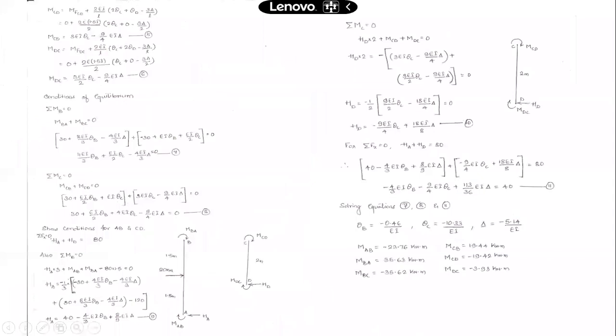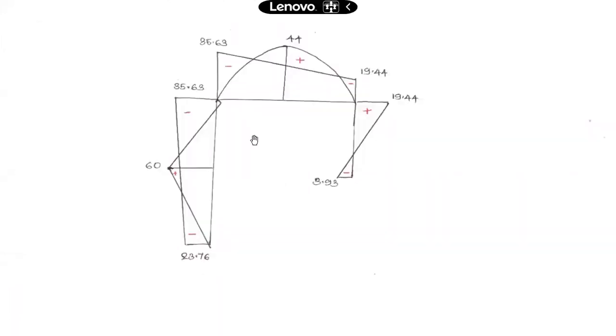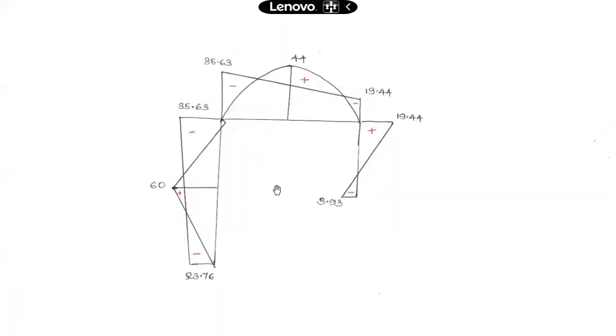Is there any other difficulty in that? Now this is the bending moment diagram. With the help of the moments that have been calculated, the values have been used, and the bending moment diagram has been plotted here. Okay.